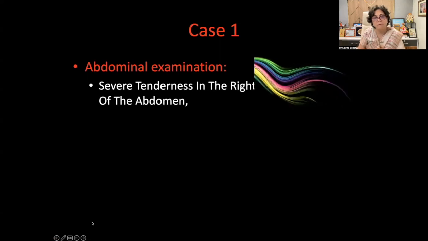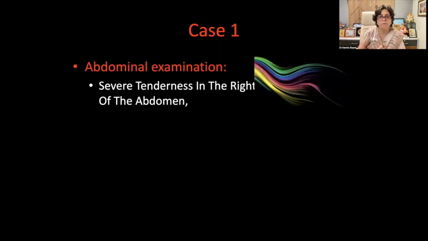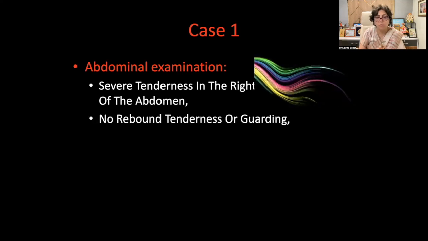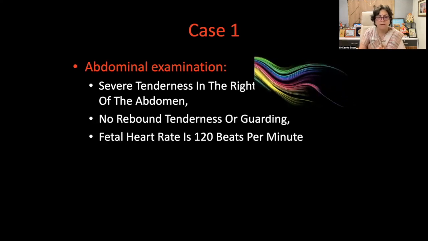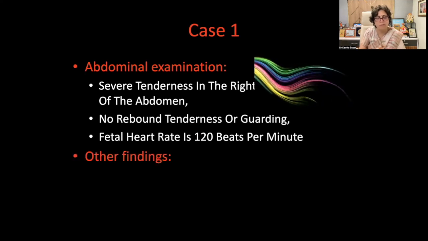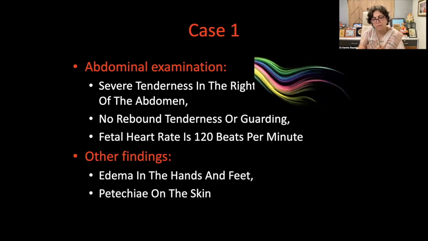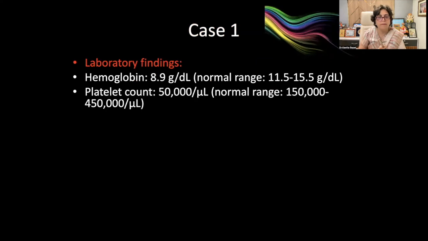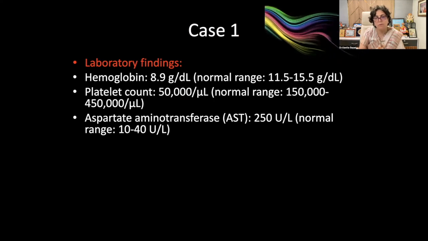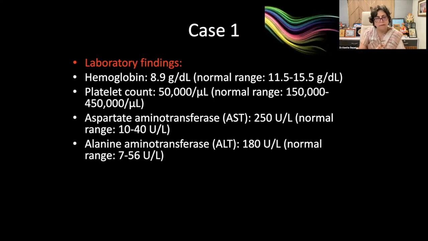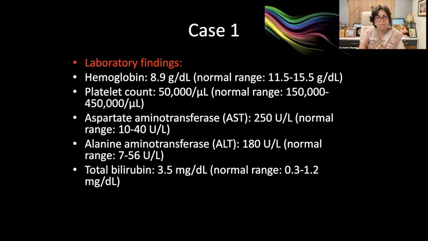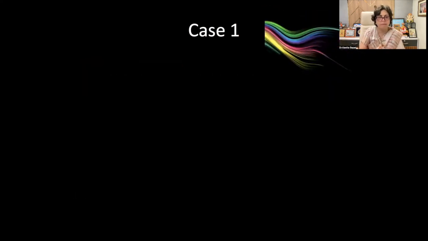On abdominal examination, there was severe tenderness in the right upper quadrant of the abdomen, with no rebound tenderness or guarding. Fetal heart rate was normal, not 120 beats per minute. Other findings were edema in the hands and feet and petechiae on the skin. On laboratory findings, hemoglobin was 8, platelet count 50, AST 250 units per liter, ALT 180, and total bilirubin 3.5, which is more than the normal range of 0.3 to 1.5. Urine protein was 3+.